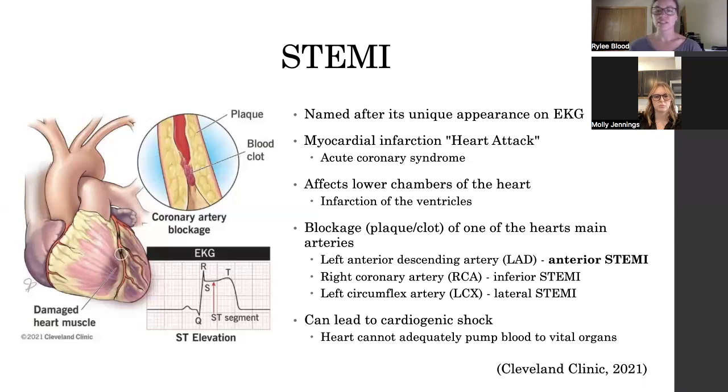The left anterior descending artery is considered an anterior STEMI, and it is the worst kind of STEMI that's occurring because the artery is going to the left ventricle, which, as I stated earlier, pumps the blood to the rest of the body. So if the blood cannot be pumped to the rest of the body and other vital organs, that is very bad. This is called cardiogenic shock. The heart is not adequately pumping blood to the vital organs.